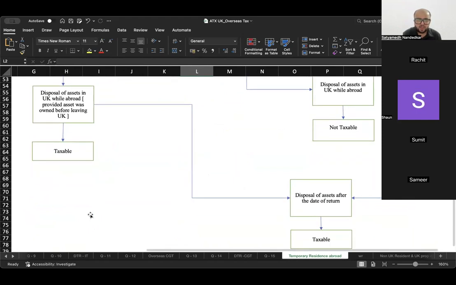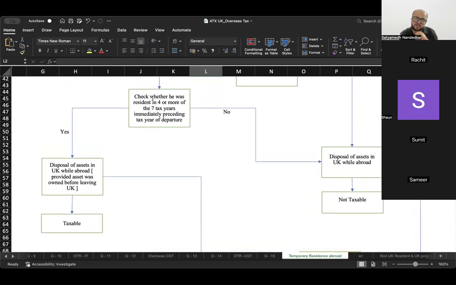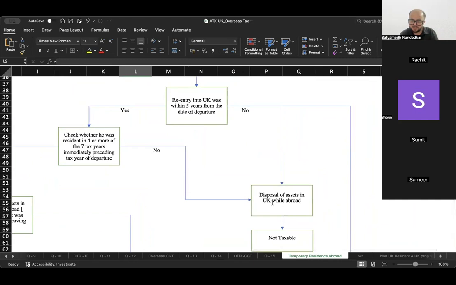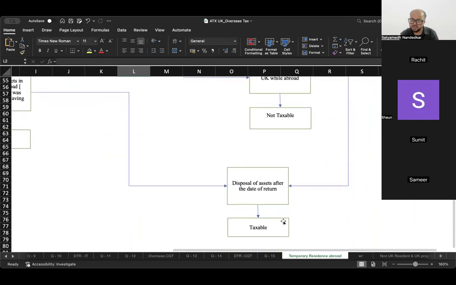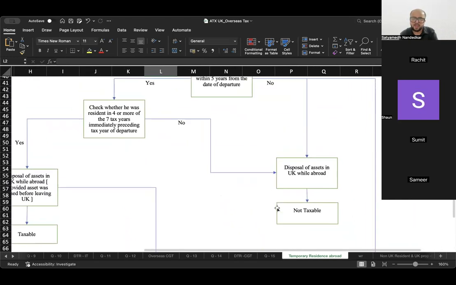When you return to the UK, the amount will be taxable on the date when you come back to the United Kingdom. ठीक है. But if you were not a resident in the UK for 4 or more of the immediately preceding 7 tax years, then disposal of assets in UK while you were abroad is not taxable in the United Kingdom. And if the answer to this question is no, which question, re-entry into the UK within 5 years from the date of departure, then in that case, no tax on disposal of assets in the UK while you were abroad. ठीक है.